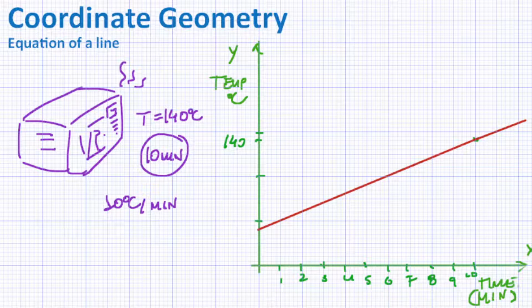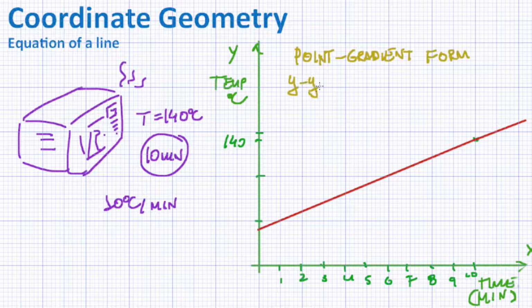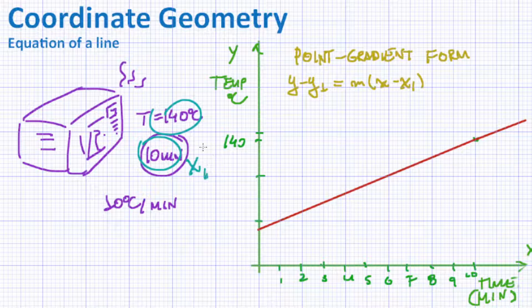One is called the point gradient form, and it's given by y minus y1 equals m times (x minus x1). x1 and y1 here are the coordinates of any point you know. In this case, those ones here. So this would be an x1 and this temperature would be a y1.